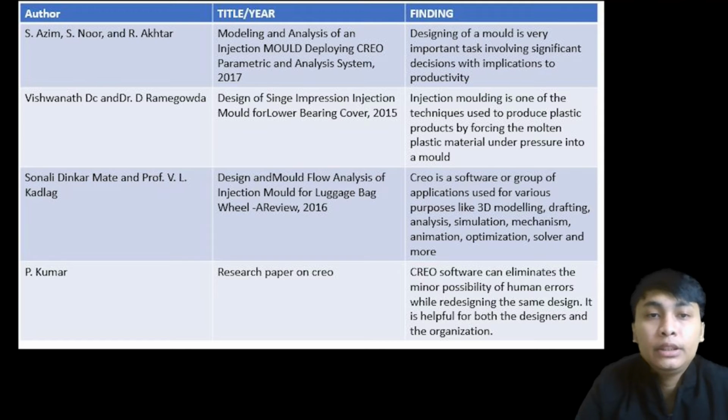Okay, the second one is a research paper from Vinas Wanas DC and Dr. D. Remelgoda. The title is Design of Single Impression Injection Mold for Lower Bearing Cover 2050. The finding from this research paper is that injection molding is one of the techniques used to produce plastic products by forcing the molten plastic material under pressure into a mold.